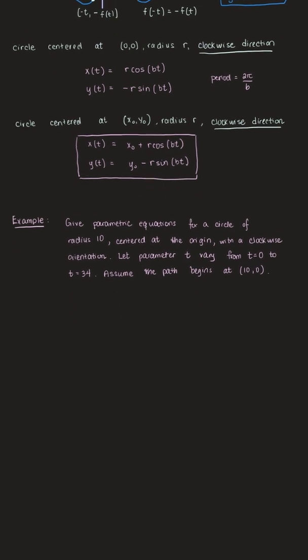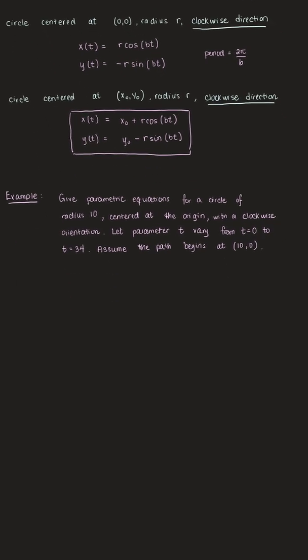Now, let's apply these equations to a short example. Let's suppose that we want to give parametric equations for a circle of radius 10 that's centered at the origin, and we would like a clockwise orientation. So here's our circle, radius 10, and it's centered at the origin. So here's my origin, radius is 10. We want to start our path at 10, 0. So our path will begin here at the point 10, 0.